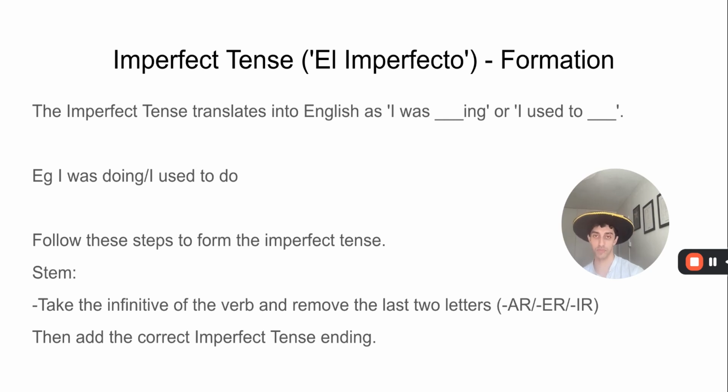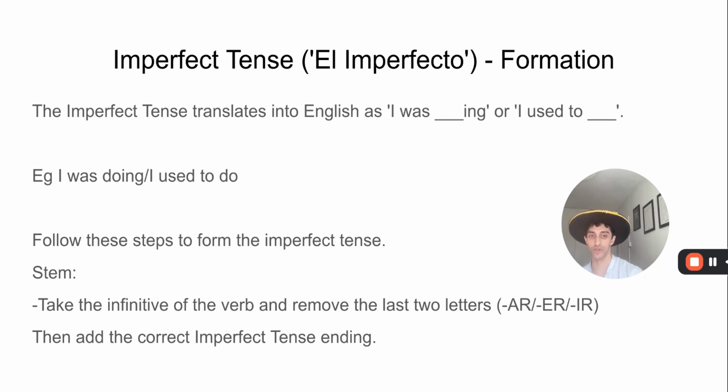To actually form the imperfect tense, again, we're going to have two parts of it, like you do for most tenses in Spanish. You'd have a stem, which is the first part of the word, and that will be followed by a certain set of endings, which are added on just to the end of the stem. To create the stem for the imperfect tense in Spanish, you simply start with the infinitive of the verb, which would end in AR, ER, or IR in Spanish, and you take off the last two letters.